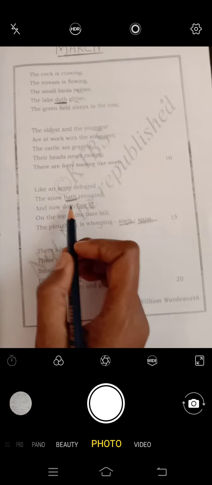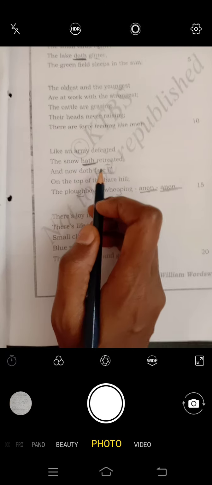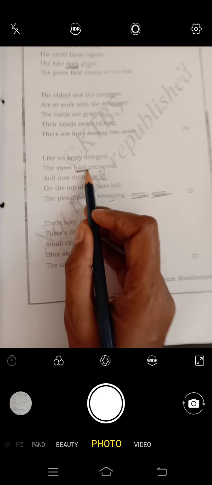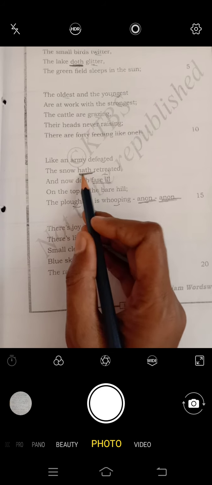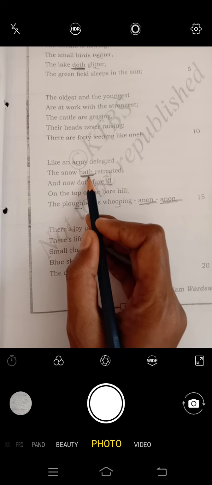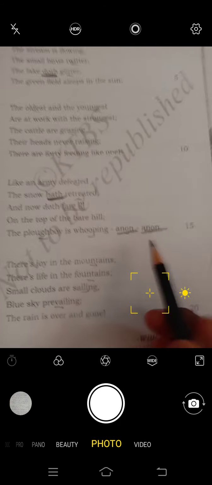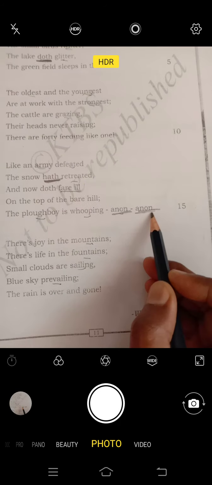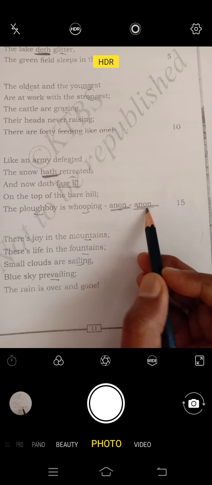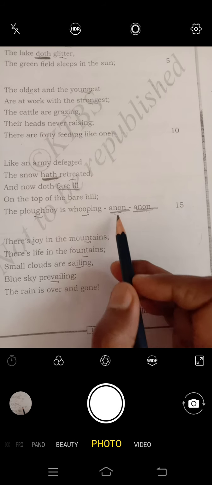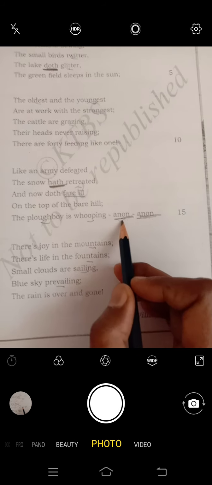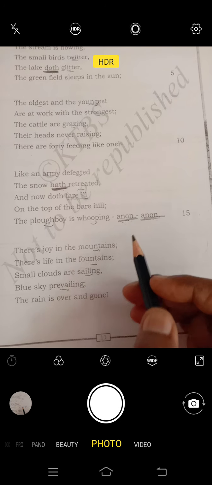Another archaic word is hath. This hath was used in place of has or have. Hath means has or have. Anon, anon means that it is now used very shortly or quickly. Anon means very shortly or quickly.